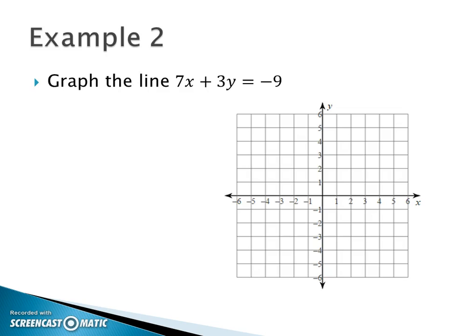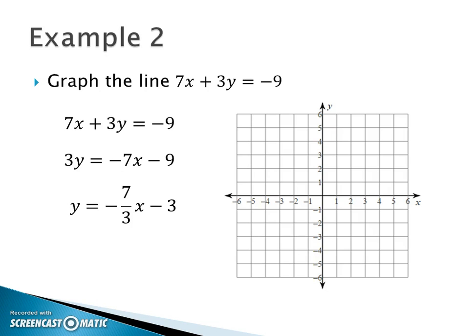Okay, our next example asks us to graph a line. Here it's in standard form though, so we have to get it into slope-intercept form first in order to graph. To do that, we're going to subtract 7x from both sides to get x onto the right side of the equation. So we get negative 7x minus 9. Then we're going to divide by 3 to get rid of the 3, the coefficient in front of the y. So we get y equals negative 7/3 x, and then 9 divided by 3 was negative 3 there.